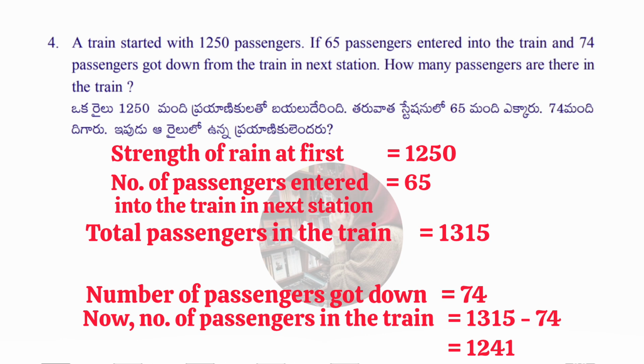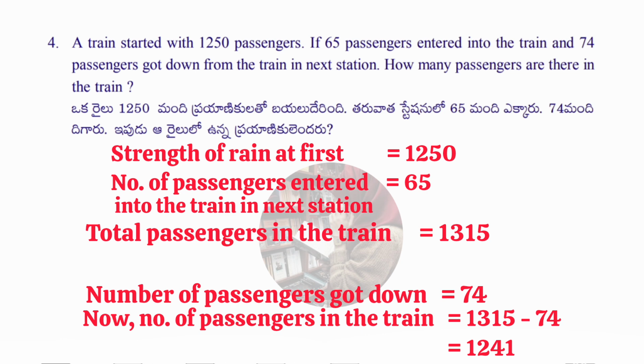1315. Okay, so the number of passengers who got down is 74. After that, the remaining passengers in the train is 1315 minus 74, which is equal to 1241. Okay, these are the remaining passengers in the train.